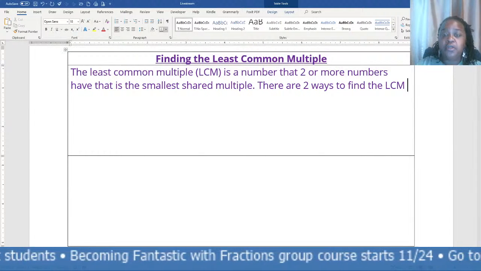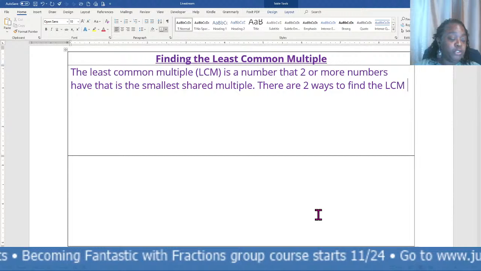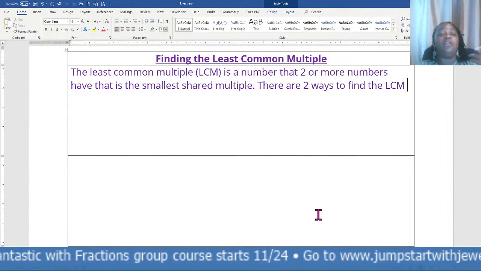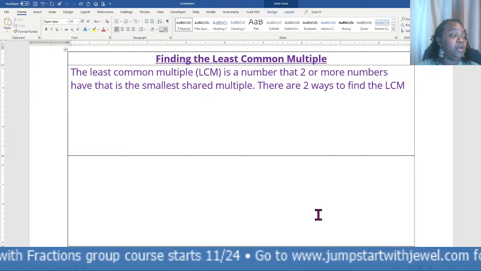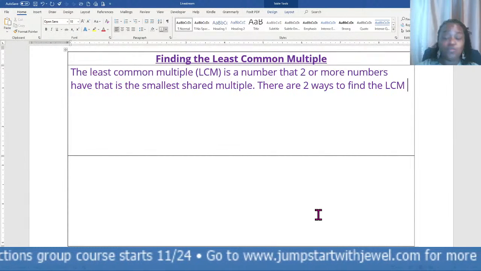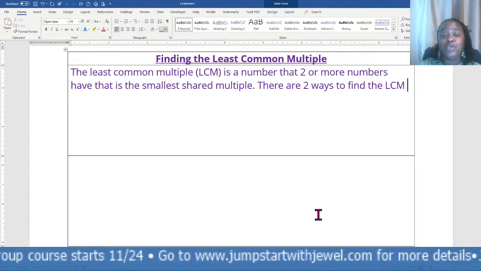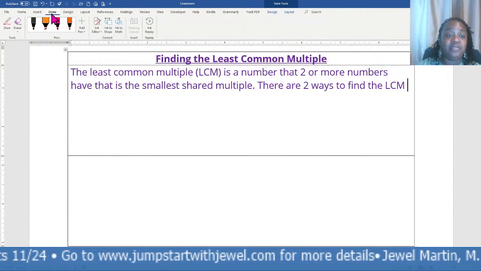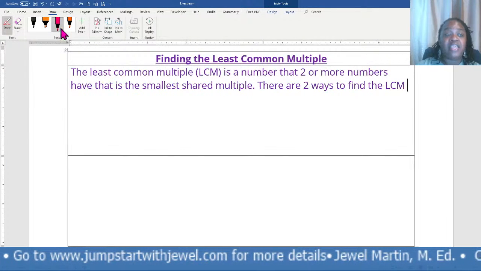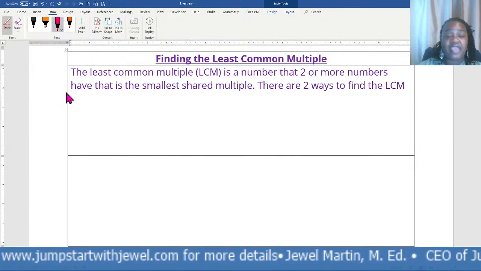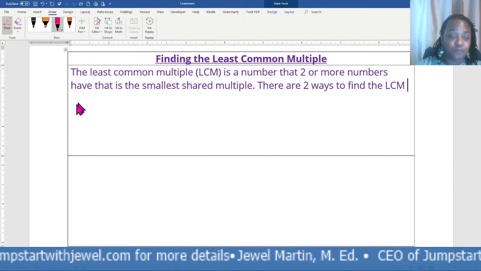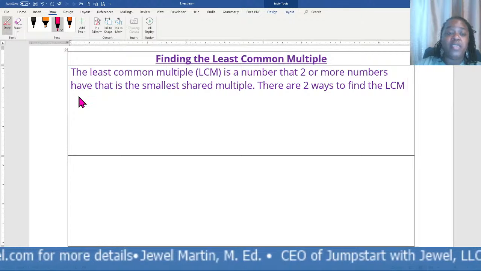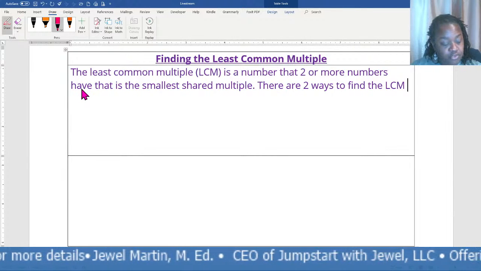So when you're trying to find the least common multiple, there are 2 different ways to find it. You might hear least common multiple, or you might hear lowest common multiple, also known as the LCM. One way, you can list them, and that's what we'll do now. Listing them is just writing them out, like if you're skip counting in your head, or doing the multiplication facts in your head, you're just writing them out.